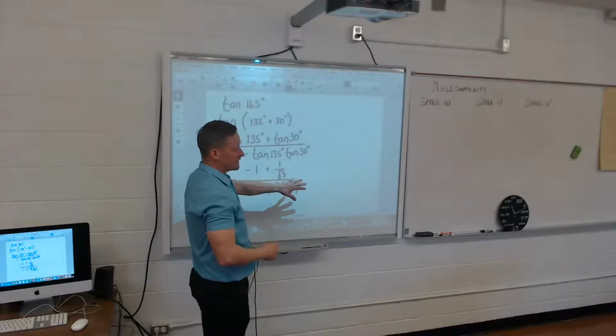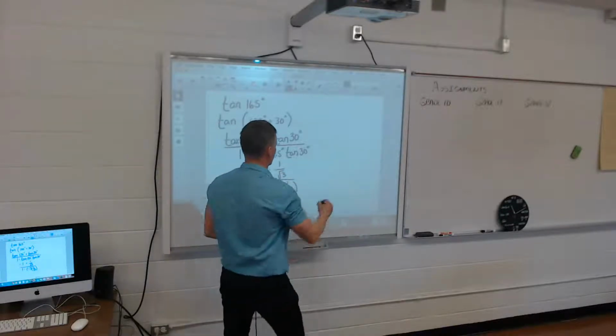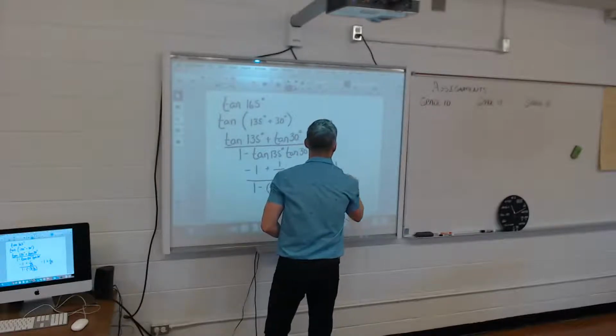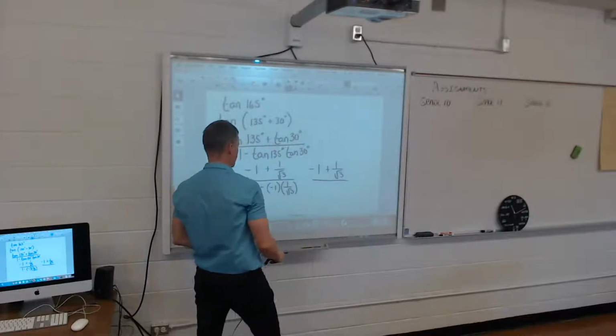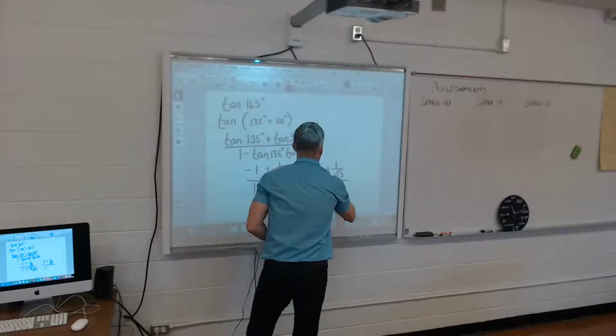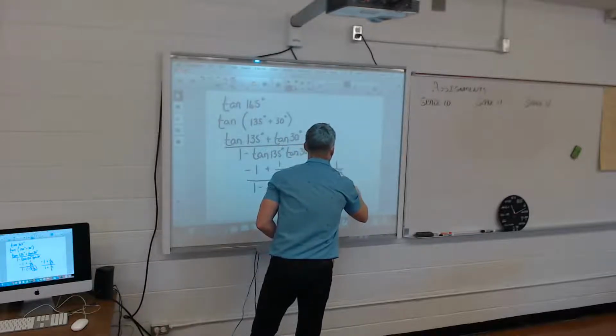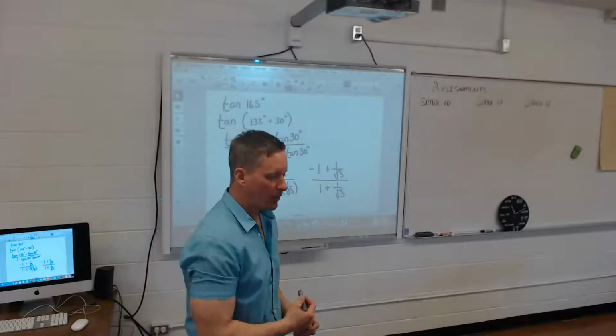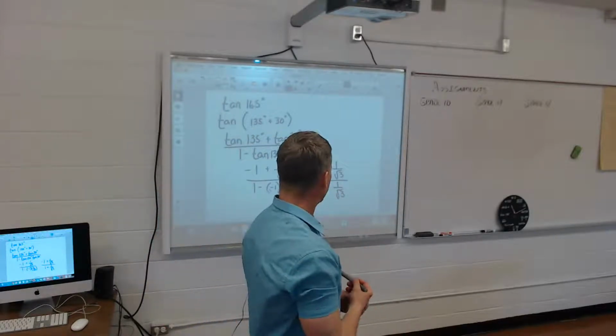So I'm going to clean this up a little bit. So that's negative 1 plus 1 over root 3 over 1 plus 1 over root 3. Now I'm okay at that point. At that point, I'm okay with this.